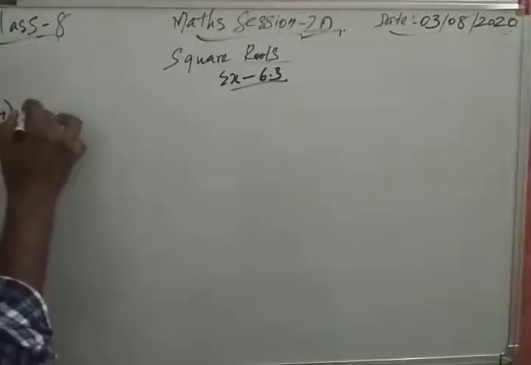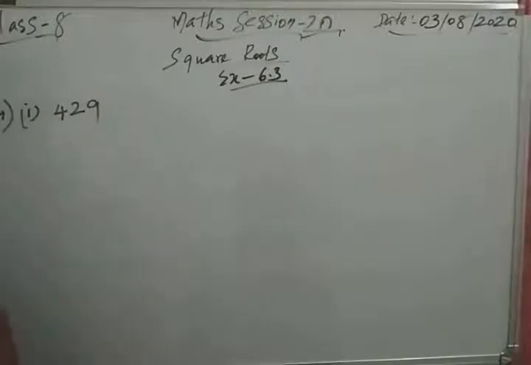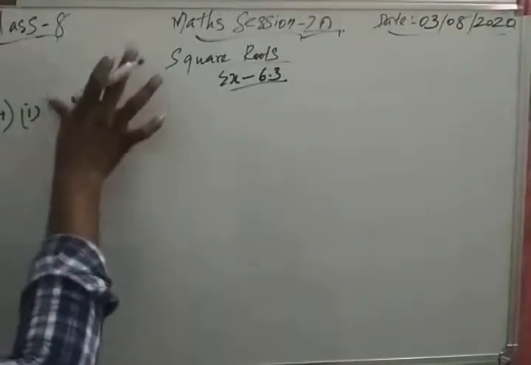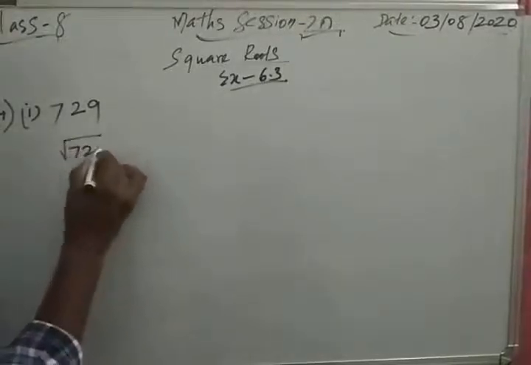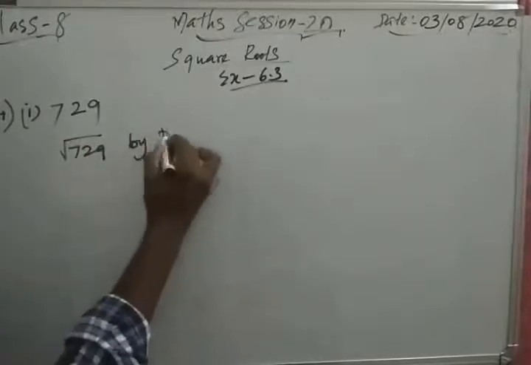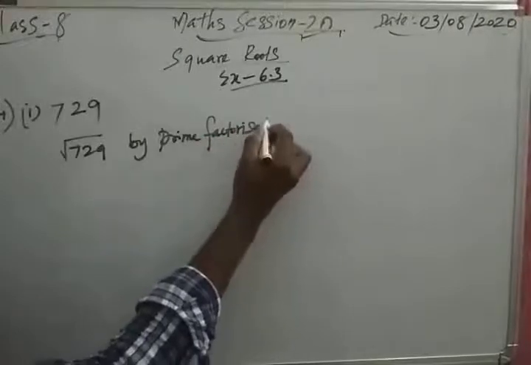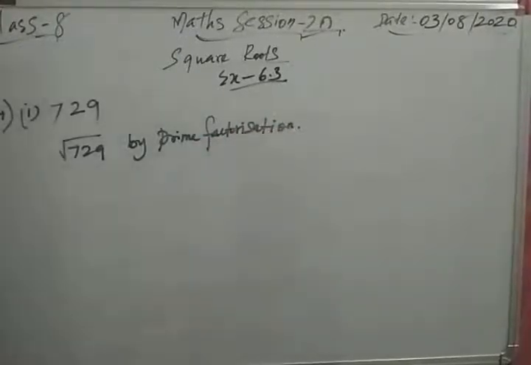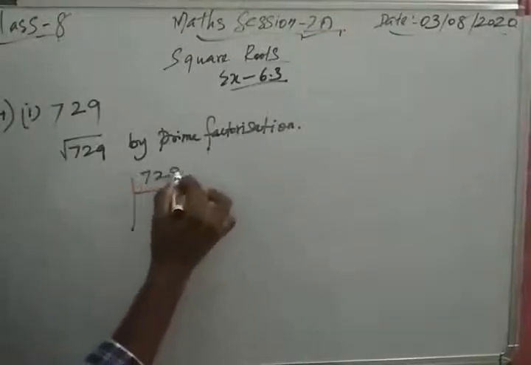Fourth one, first one: 729. They ask you to find out the root value. So how will you get the root value? That is root of 729 by prime factorization. So first we have to write the number 729.